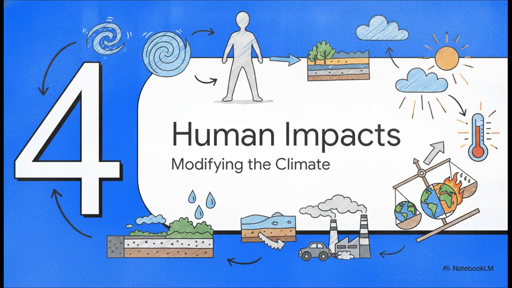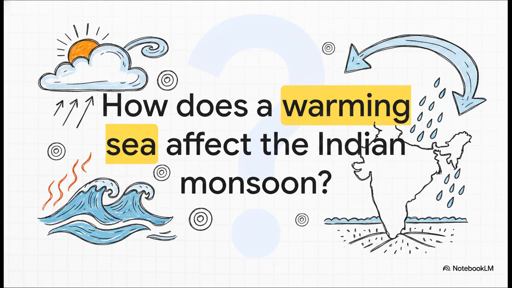Which brings us to Section 4, Human Impacts and Climate. See, we are a part of this Earth system, but our human activities can seriously modify the climate. The balance of energy and matter is incredibly sensitive to change. So the crucial point here is understanding the consequences of our actions.